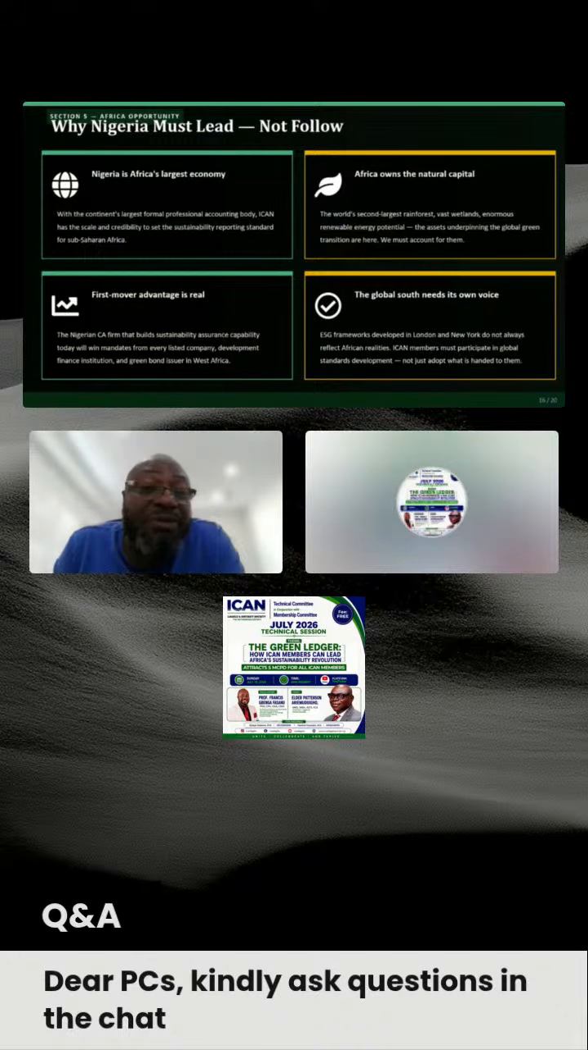You can also look at it from what Africa owns, the natural capital. We have the second largest rainforest in the world. Apart from the Amazon rainforest, the one in Africa is the second largest. And Nigeria has a chunk of that. We have vast wetlands, enormous renewable energy potential. So we must account for all of this.